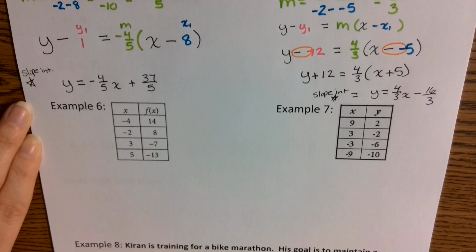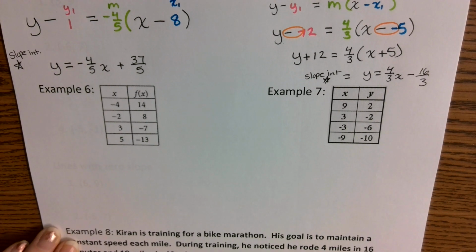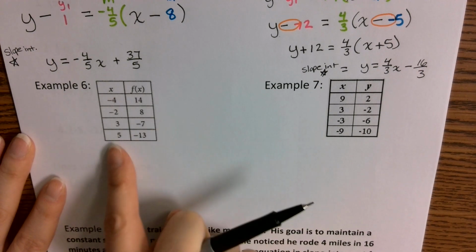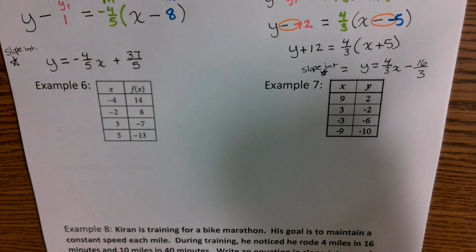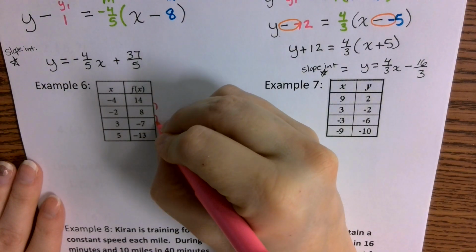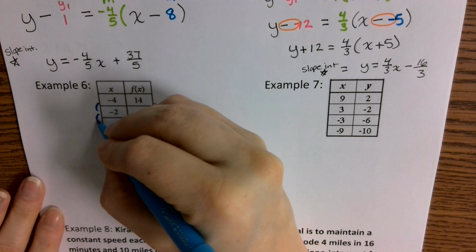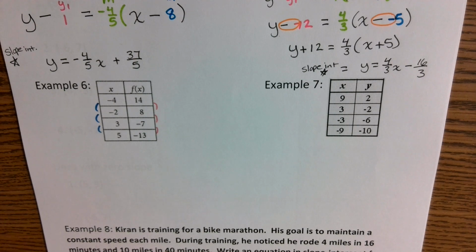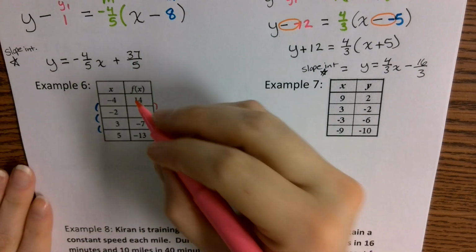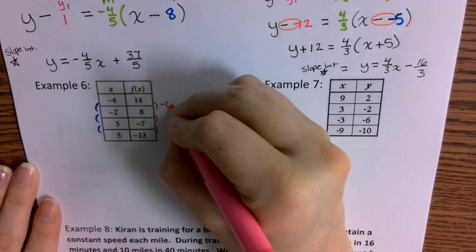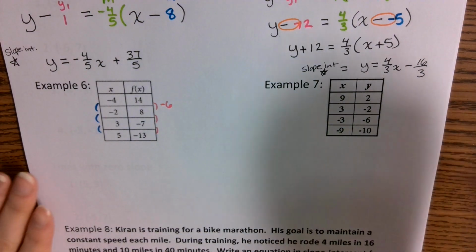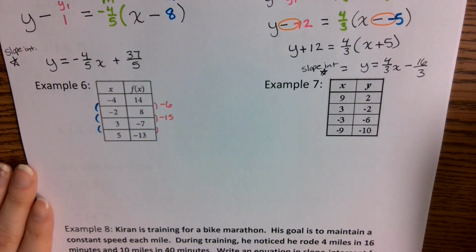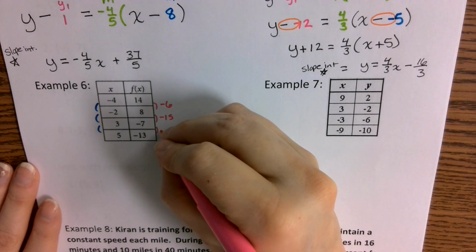If you are given a table format, you have the same idea. Find your slope. Find your change of your y's over your change of your x's to identify your slope, and then you just pick one of the points and plug it into slope-intercept form, or point-slope form. Okay? My y, I'm going from 14 to 8. That means I'm subtracting 6. Okay? I'm going from 8 to negative 7. I'm subtracting 15. I'm going from negative 7 to a negative 13. I'm subtracting 6.